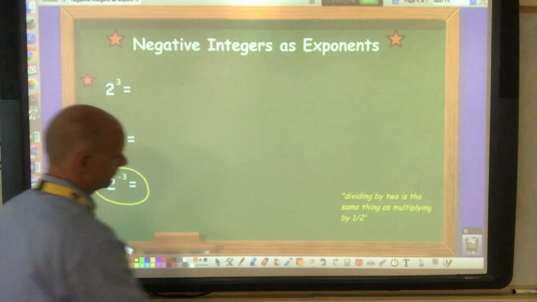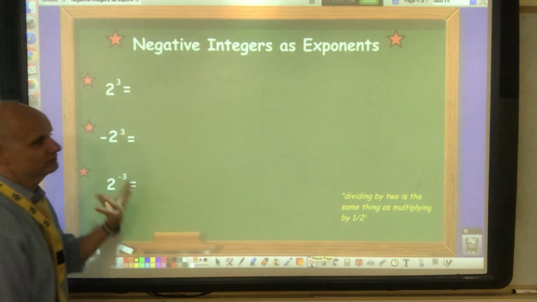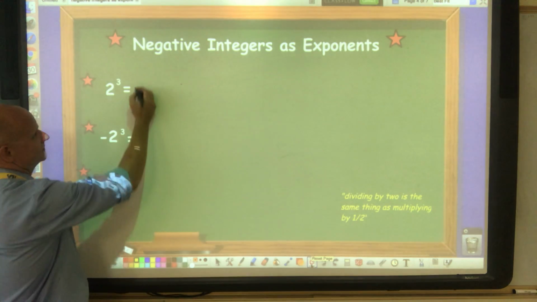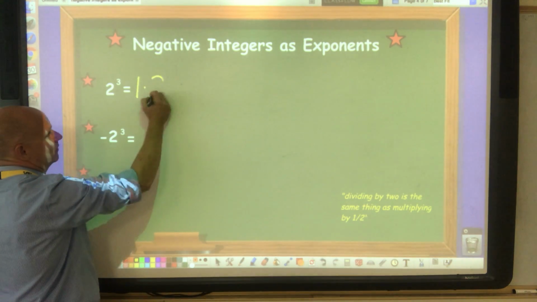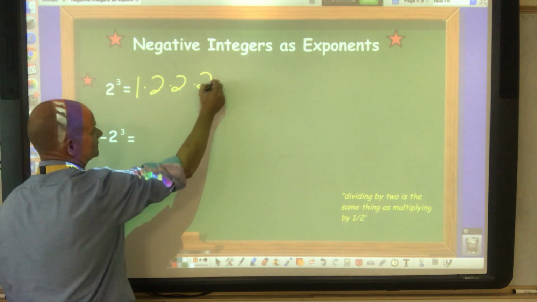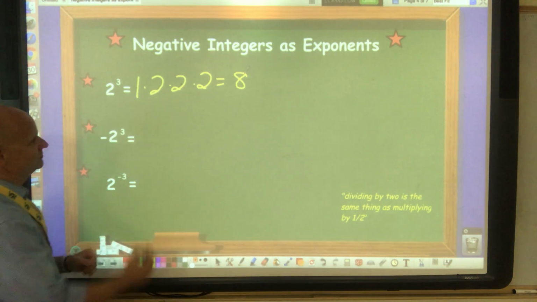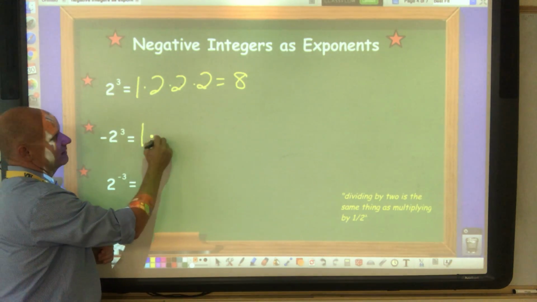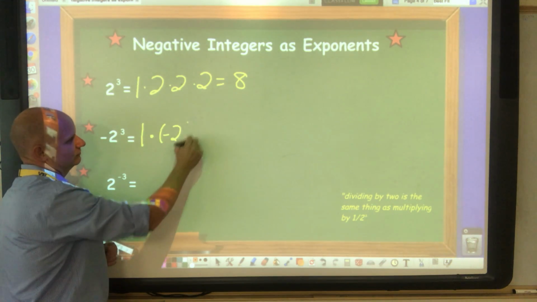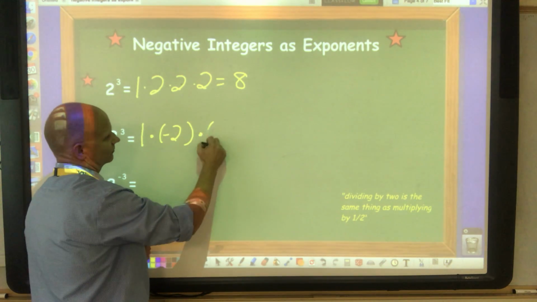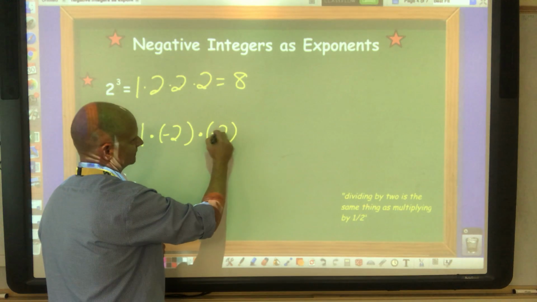All right, so first one, 2 to the 3rd power. Well, you guys know that just means I'm going to take 1 and multiply it by 2. How many times? 3 times, which is 8. Negative 2 to the 3rd power means you're going to take 1 and multiply it by negative 2. How many times? 3 times.